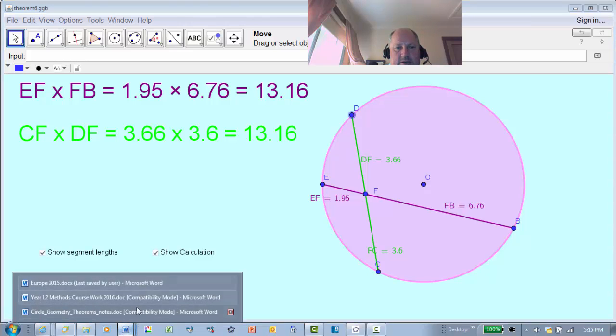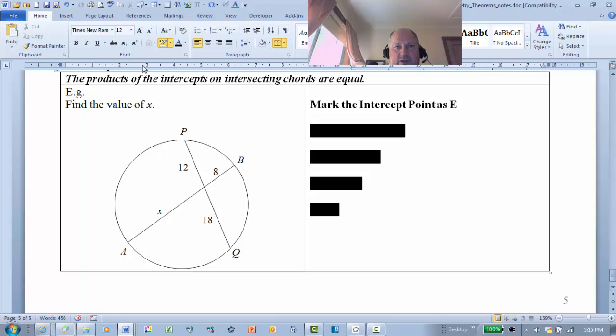Our last one in the booklet here says the products of the intercepts on intersecting chords are equal. So here, a classic problem, we're asked to find the length of X. We've got the chord AB intersecting with the chord PQ. So the best thing to do is mark the intersection point as E. So if we put the point E in just here, what we would next write is that the product of PE times QE will be equal to AE times BE, and AE is actually the length that we need to find.